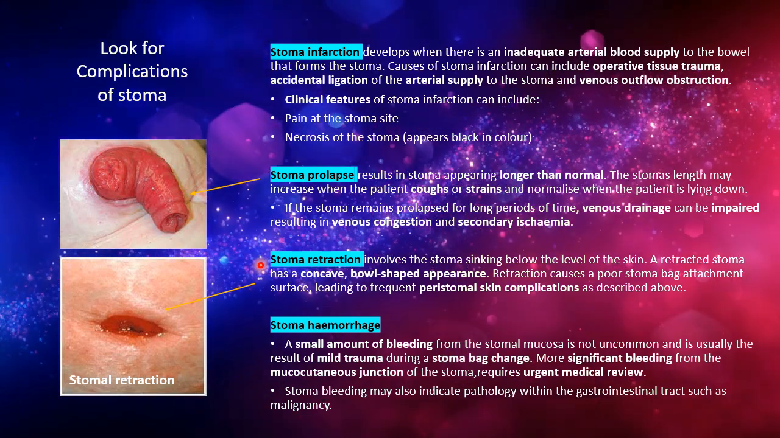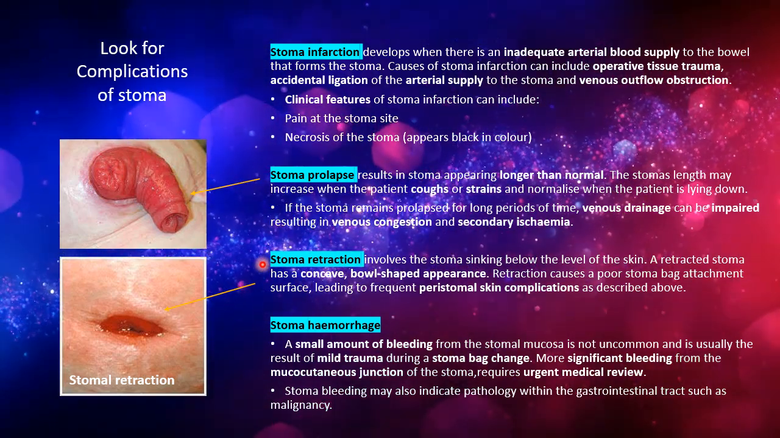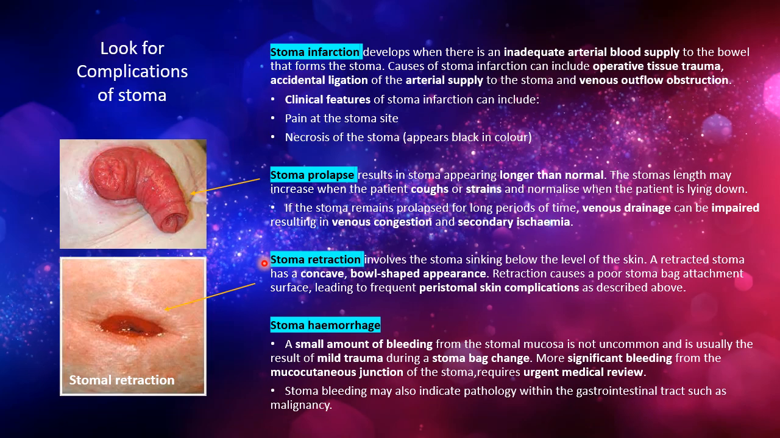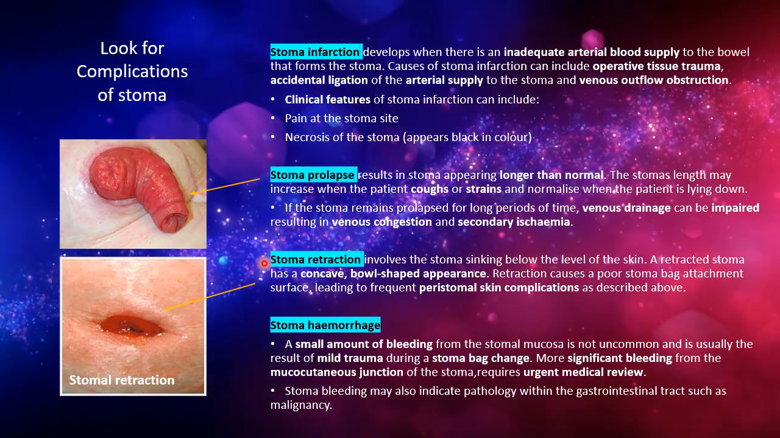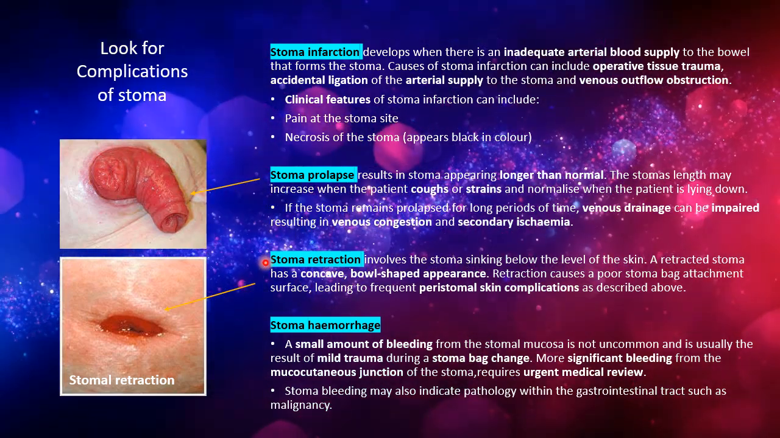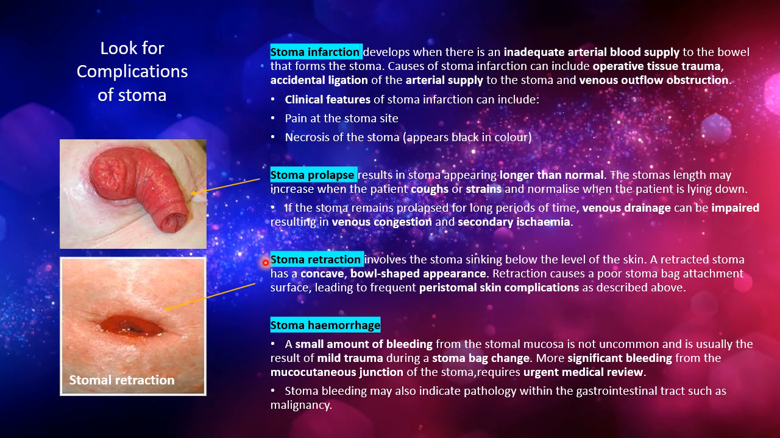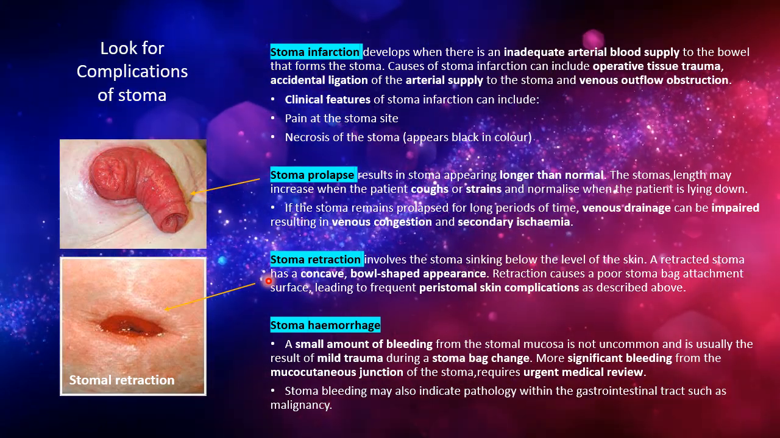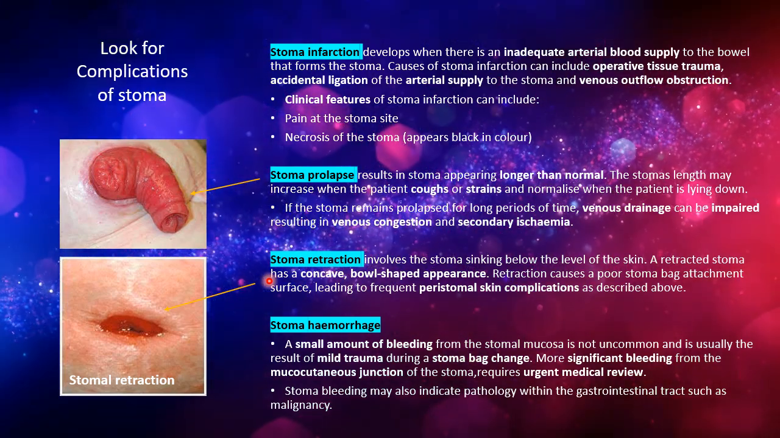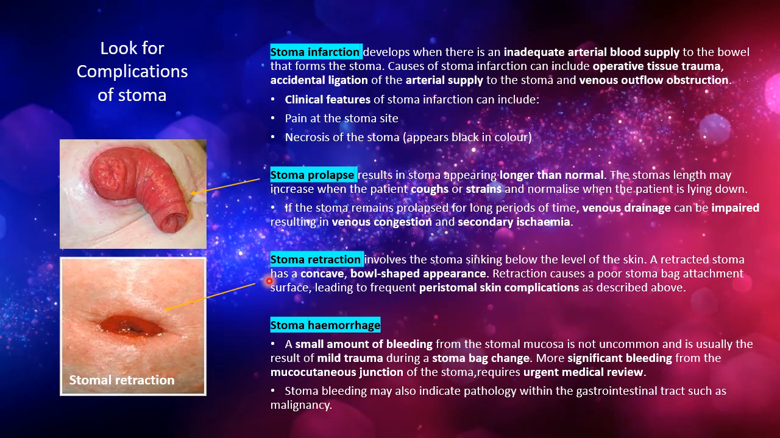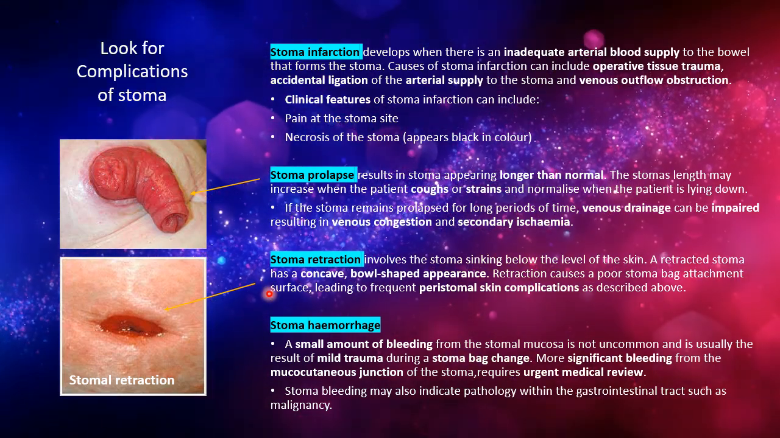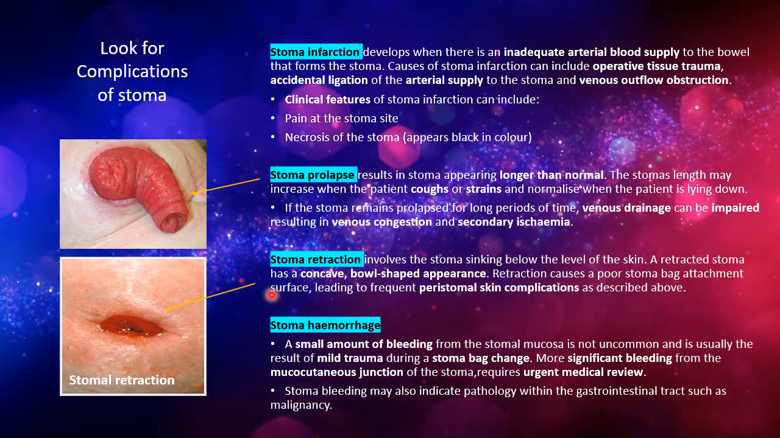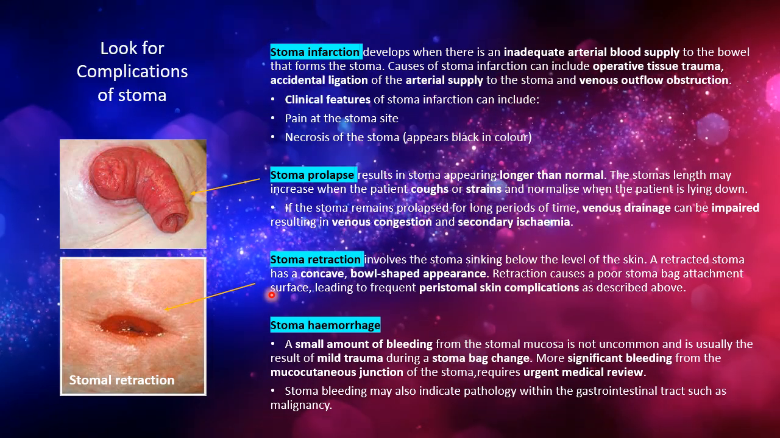Stomal retraction is another complication which can occur even after a long time. It involves the stoma sinking below the level of the skin. A retracted stoma has a concave, bowl-shaped appearance, and the retraction causes poor stomal bag attachment, leading to frequent peristomal skin complications as described above.